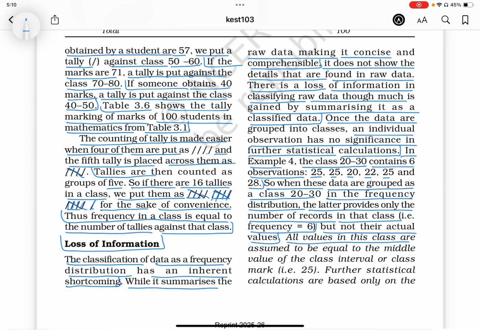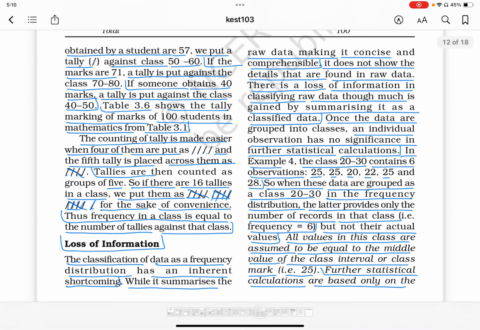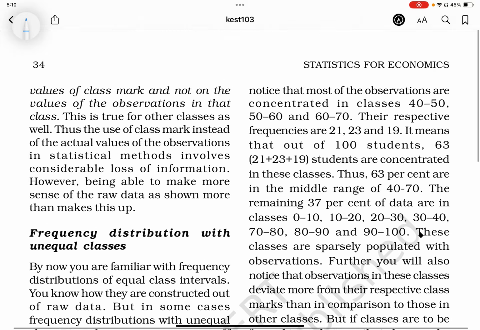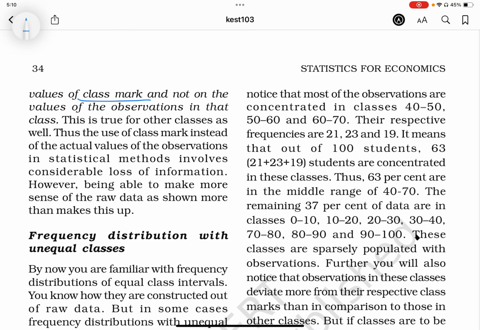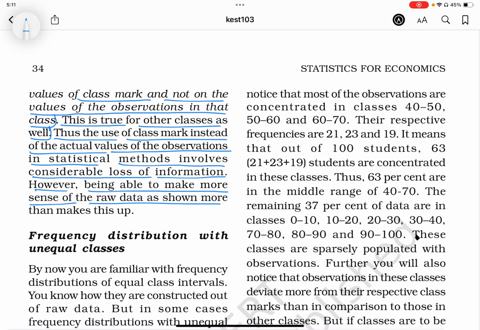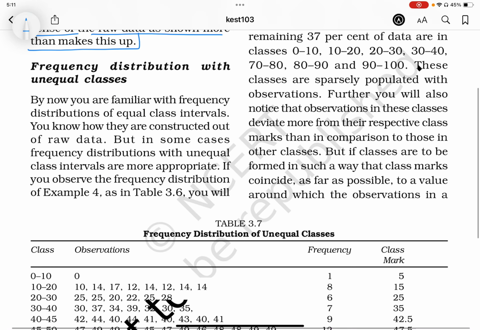All values in this class are assumed to be equal to the middle value of the class interval, or class mark, that is 25. Further statistical calculations are based only on values of class marks and not on the values of the observations in that class. This is true for other classes as well. Thus, the use of class mark instead of the actual values of the observations in statistical methods involves considerable loss of information. However, being able to make more sense of the raw data more than makes up for this.